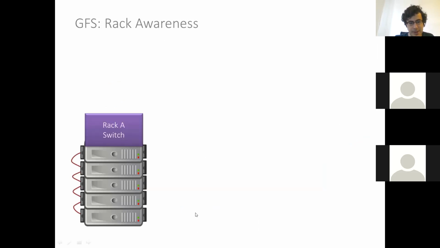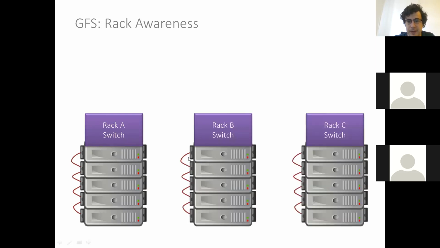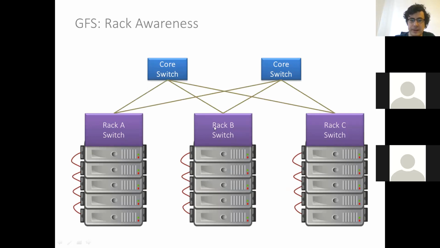More or less, how does the networking work? Each rack has a switch, which connects the machines here. We have 3 racks with 3 different switches. And then we have core switches, so 1 or more core switches. And the cores then connect the different racks.